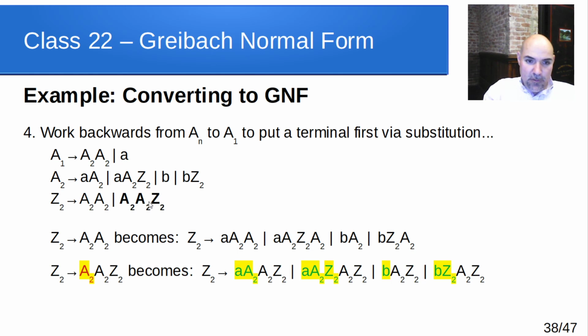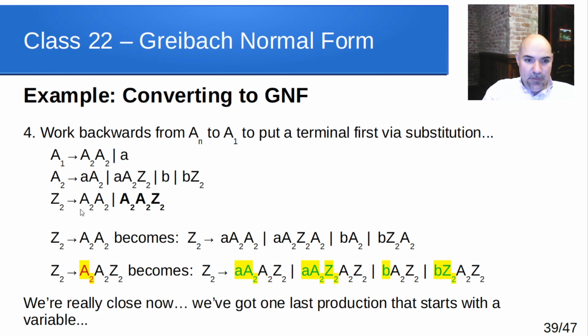Now, there's another one. The other one for Z2 looks like this. Well, that started with a variable, so we've got to fix that. To fix that, we're going to substitute all the things for A2 and for that. Again, 4 possibilities. Same 4 we had before. We just plug those in for that A2. And now at the end of that, this production has all of these possibilities where those have all been substituted. But they all now start with a terminal and consist only of variables thereafter. So now we're getting pretty close.